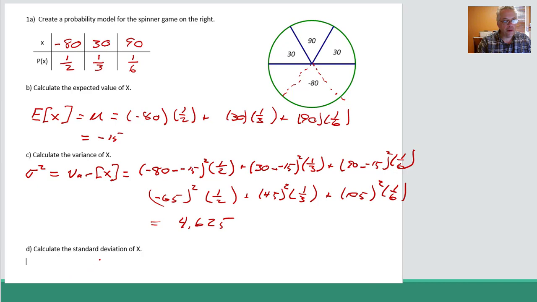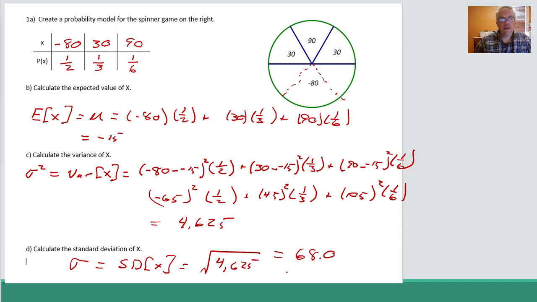Wow, that's the hard part. So you got to do the value of the random variable minus the mean, all of it squared times the probability. But the good news is when we get to the standard deviation, which is just sigma, we just have to take the square root of that. And we get 68.0.